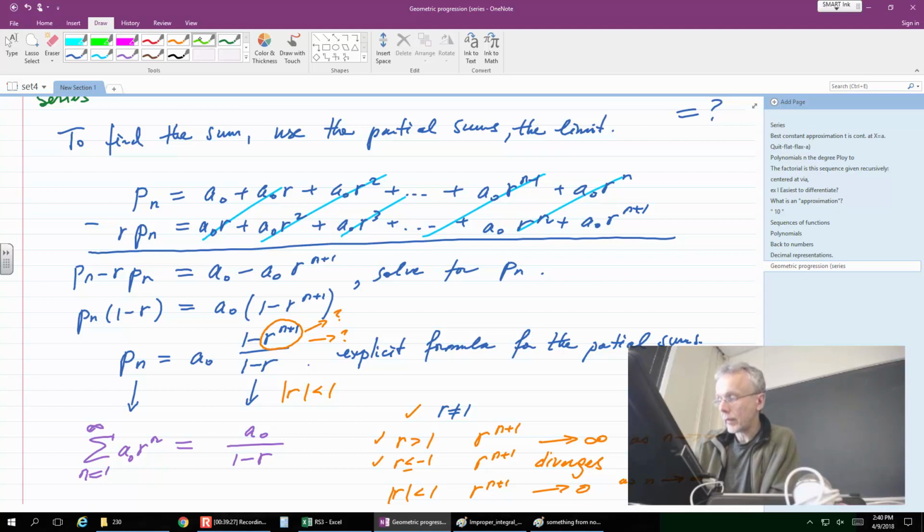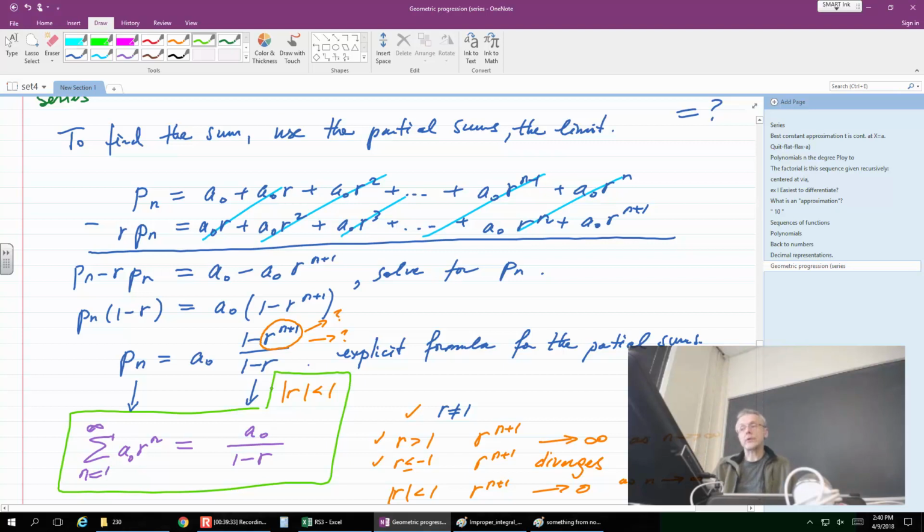So if you want to look at the whole thing, this is our conclusion. If the absolute value of the ratio is less than 1, then the series converges. We did it honestly, precisely, using the partial sums and evaluating the limit, and we have a formula. So the geometric progression is in that sense the simplest series that actually produces interesting results in comparison to arithmetic progression, which pretty much diverges almost all the time. But this one, as you can see, has a formula, and it's pretty interesting.